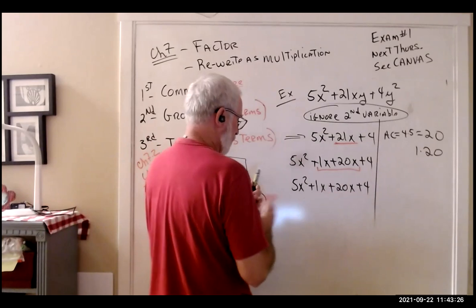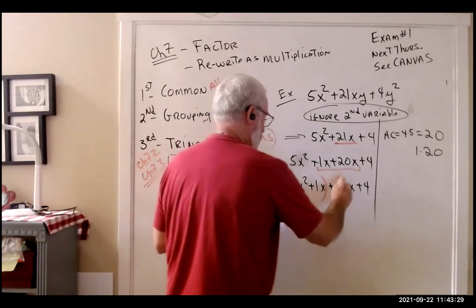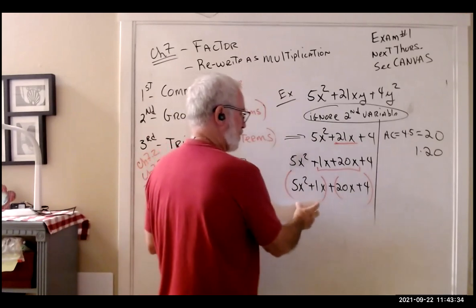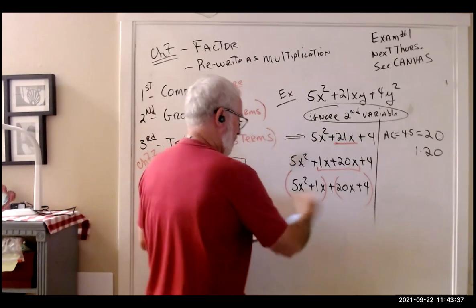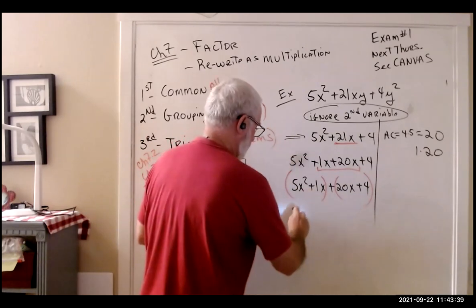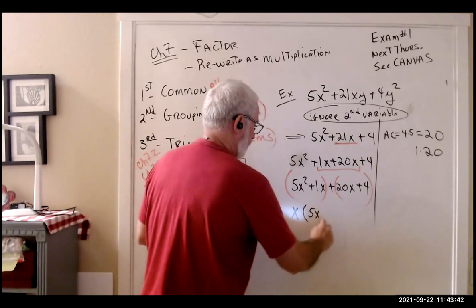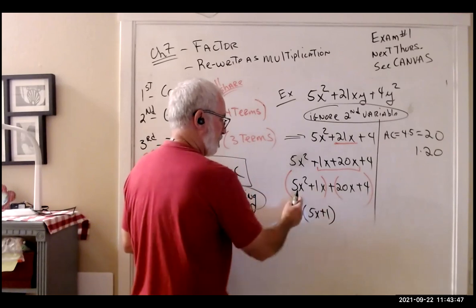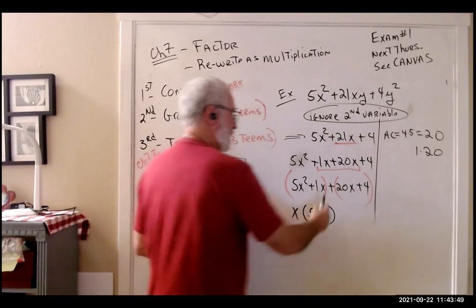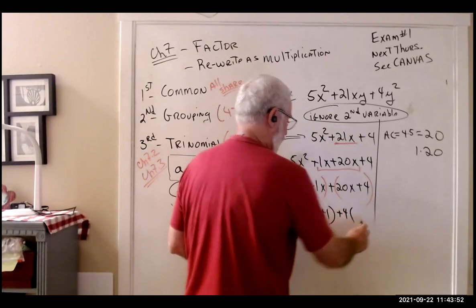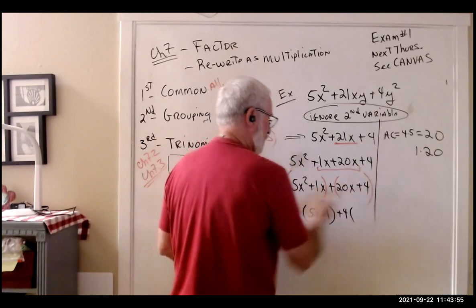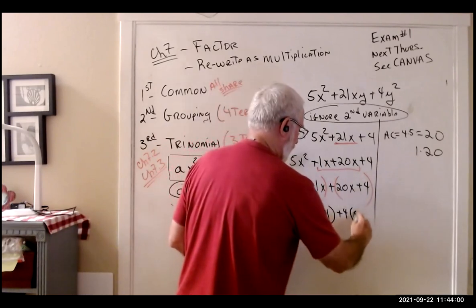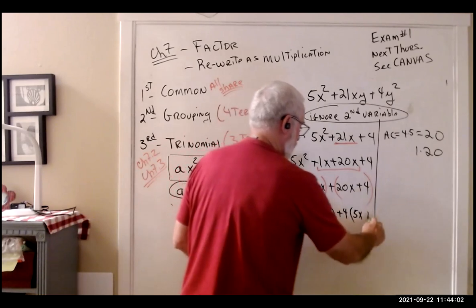Throw some parentheses around, everybody. Boom, boom, boom, boom. No change. This is the same as this. So here I can take out an x, leaving 5x plus 1 in this group. Take out an x, 5x plus 1. In this group, I can factor out a 4. 4 goes into 20, 4 goes into 4. Remember, you're dividing it out. So 20 divided by 4 is 5x. 4 divided by 4 is 1.